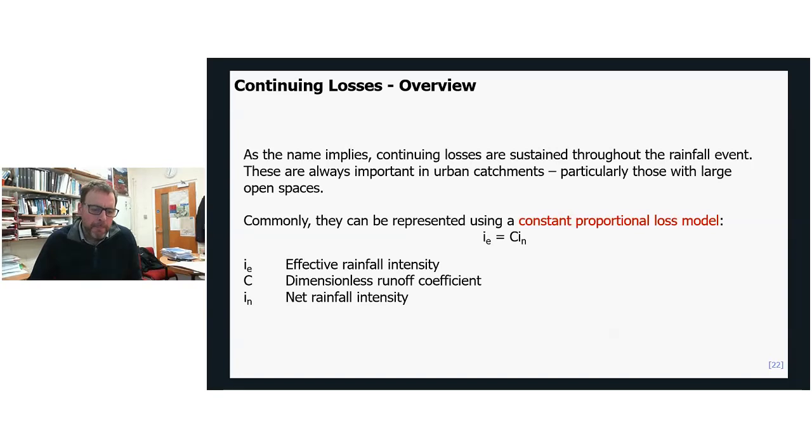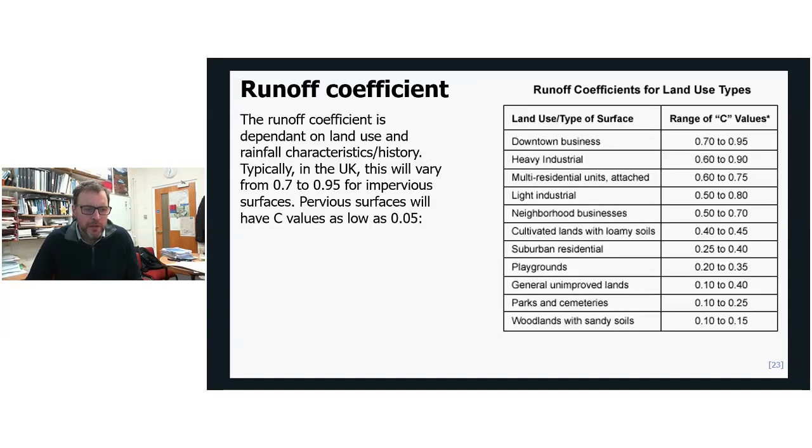Now, as you would expect, for a highly urbanised catchment, your runoff coefficient is going to be trending towards 1, whereas for a really green, undeveloped catchment, it's going to be trending towards 0. Unlikely to actually hit 0, but it's going to be heading that way. So runoff coefficient is dependent on land use, rainfall characteristics, and history. Typically, in the UK, this will vary between 0.7 to 0.95 for impervious surfaces.